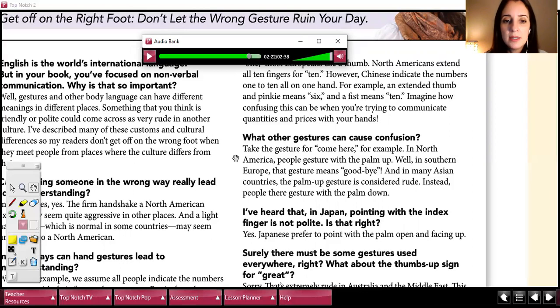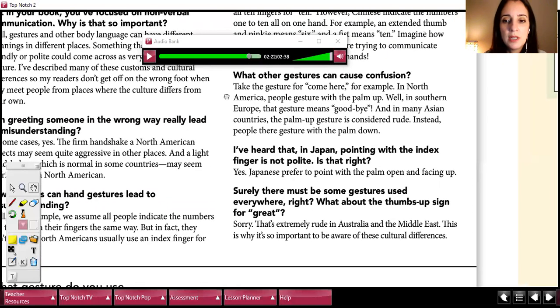All right, let's continue. The last question. Surely there must be some gestures used everywhere, right? What about the thumbs up sign for great? Sorry, that's extremely rude in Australia and the Middle East. This is why it's so important to be aware of these cultural differences.